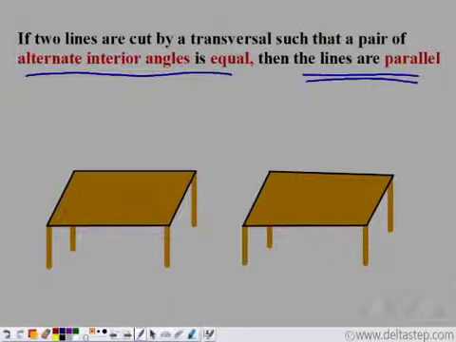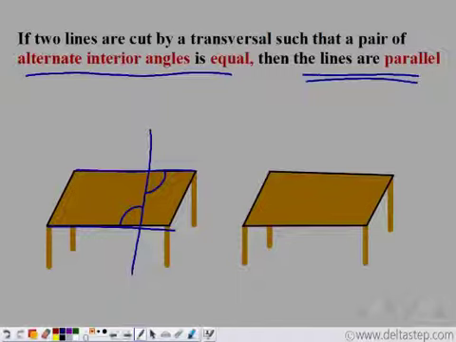So we consider these two lines. These are any two lines. Now if they are cut by a transversal such that a pair of alternate interior angles is equal, so let's mark the alternate interior angles. If these are equal, then we can say that these two lines are parallel.